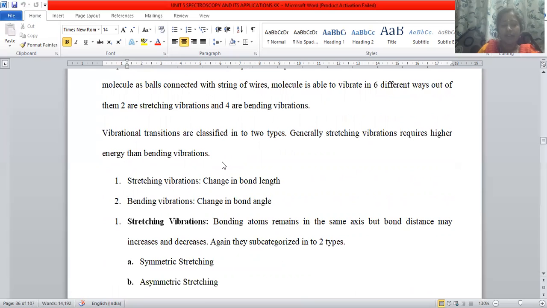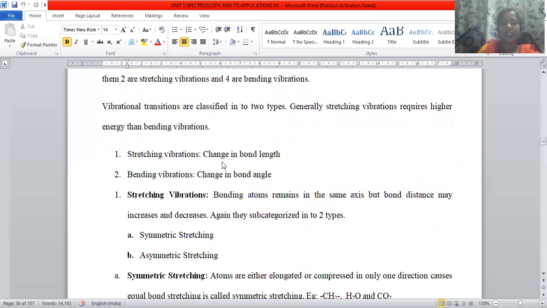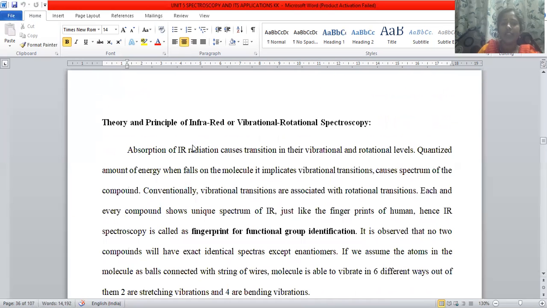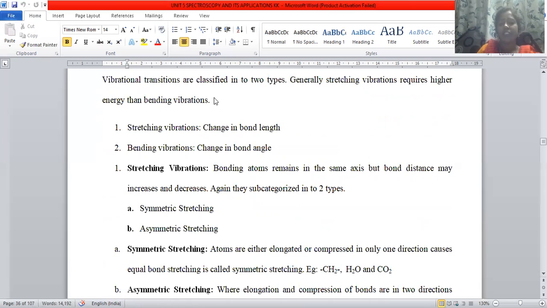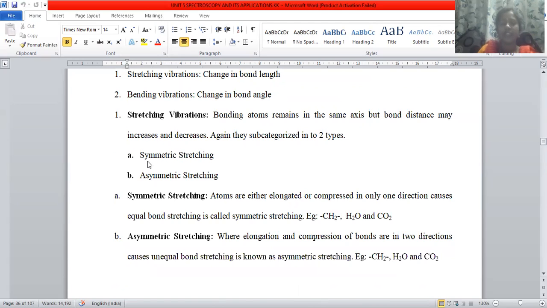Basically, infrared light falling on the molecule is able to generate two types of transitions within the molecule. This is the main principle involved in vibrational rotational spectroscopy. Whenever infrared radiation falls on the molecule, it induces stretching vibrations, which lead to a change in the bond length, and bending vibrations, which give a change in the bond angle. A bond length change is called stretching vibration. A variation in the bond angle is called bending vibration.